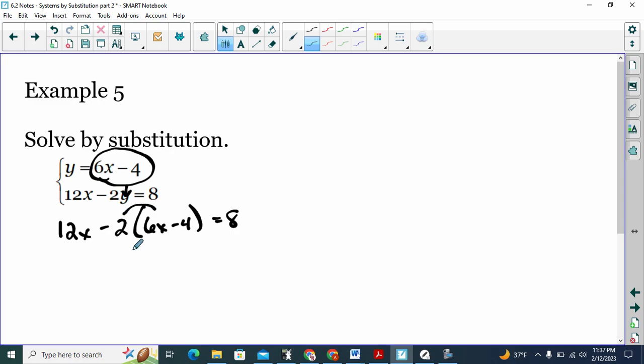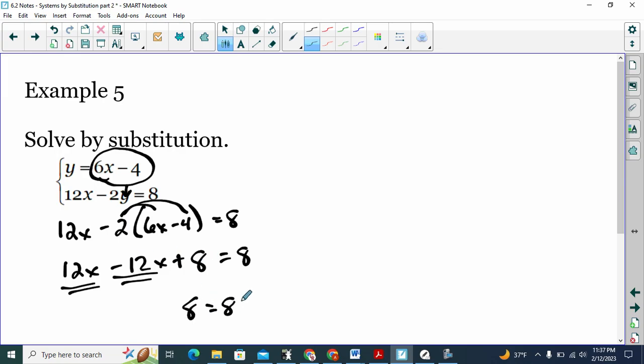Distribute. Negative 2 times 6x. Negative 2 times negative 4. Negative times negative, that's positive. 2 times 4 is 8. 12x minus 12x. Again, 12x minus 12x, I don't have any x's. I just have positive 8.